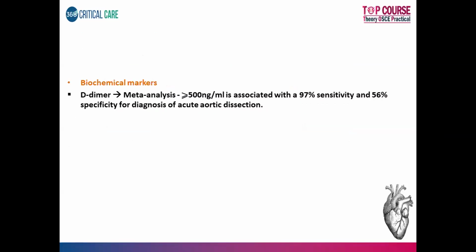And some biochemical markers, like D-dimer. A meta-analysis on D-dimer values in aortic dissection has found that if the values are more than or equal to 500 nanogram per ml, it is associated with around 97% sensitivity, but the specificity is very low. It is only around 56%.